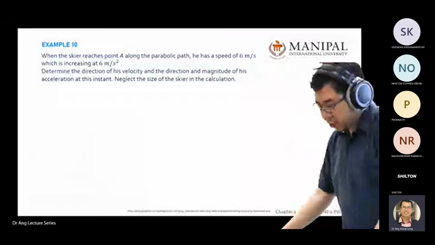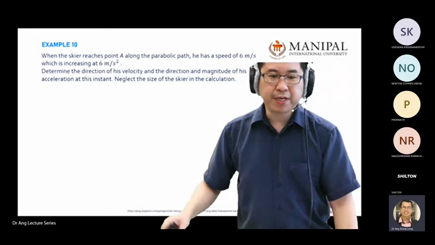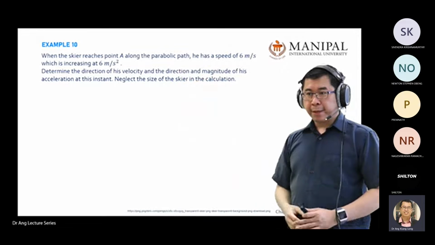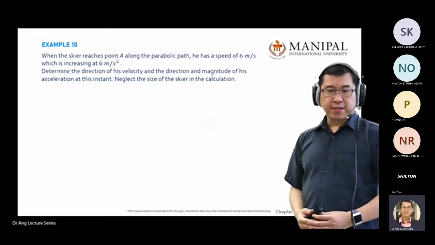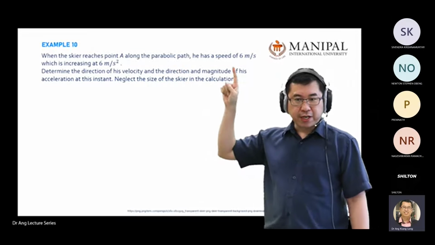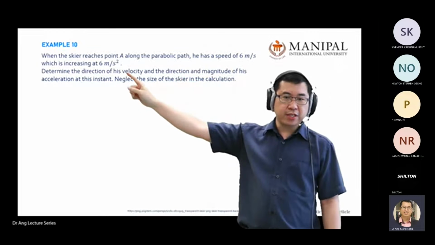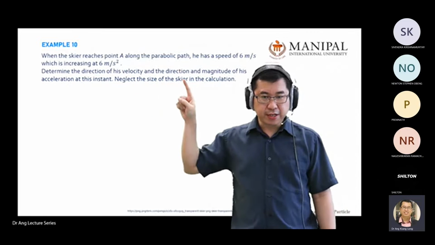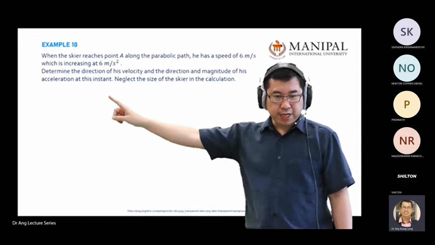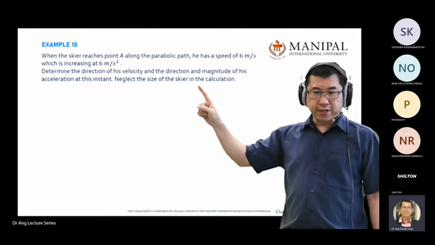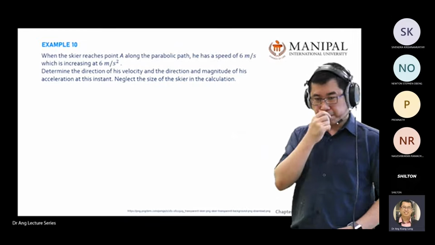All right. Now let's look at one example. Example number 10, you read the statement. When the skitter reached point A along the parabolic path, he has a speed of so and so, increasing at so and so. Determine the direction of his velocity and the direction and magnitude of his acceleration at that instant. Ignore the size of the skitter in the calculation.